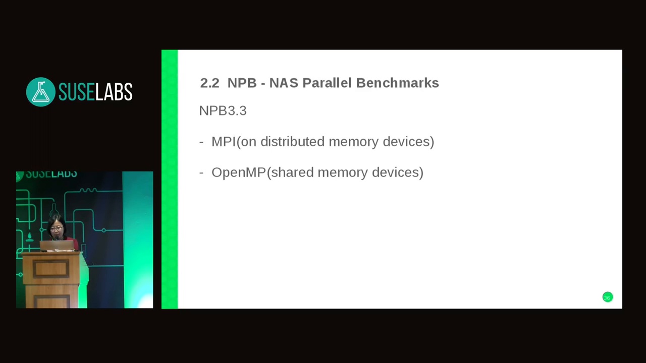NPB is primarily CPU and memory intensive, but it is also good at testing the CPU scheduler, CPU frequency management, and interaction with automatic NUMA balancing. In our test suite, we test NPB 3.3 with MPI and OpenMP implementations. MPI is a way to program on distributed memory devices, and OpenMP is a way to program on shared memory devices.